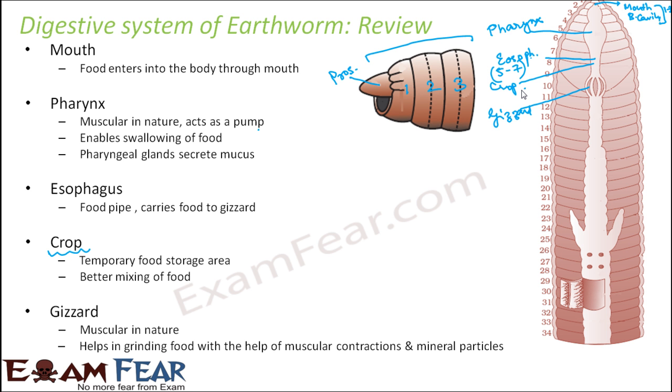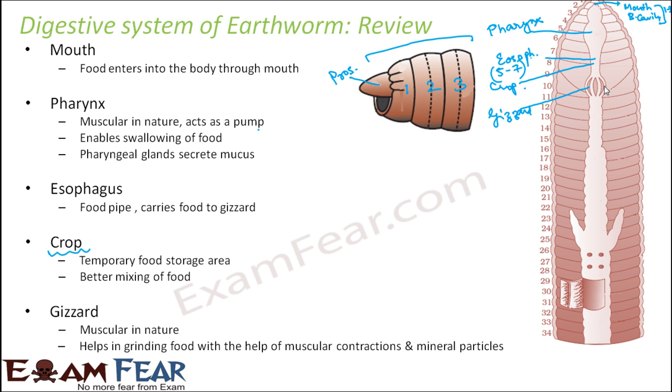Then comes the gizzard. Gizzard is again a muscular structure. Now in human beings, we have teeth to chew the food and make it softer, because whatever food we eat needs to be broken down into the simplest form. Right? So for that, some grinding machine is needed. In human beings, it is teeth. But earthworm doesn't have teeth. So all that grinding of food happens in the gizzard. Because the food which earthworm eats contains a lot of soil, stones, hard particles, etc. Such particles get grinded and also help in grinding other particles. So the gizzard is muscular in nature, helps in grinding food with the help of muscular contractions and mineral particles like stones and rocks. That is why it has this kind of appearance, because it has a lot of muscles within it.